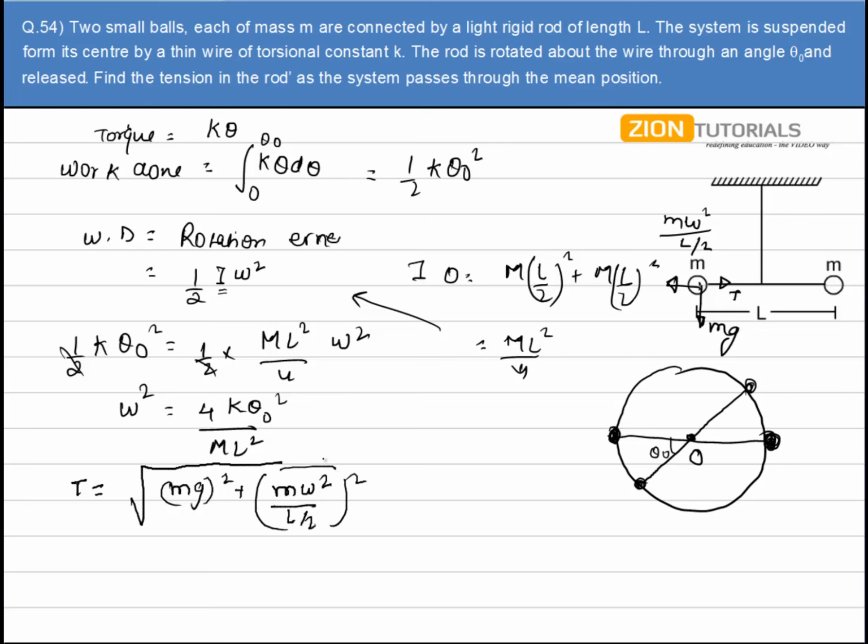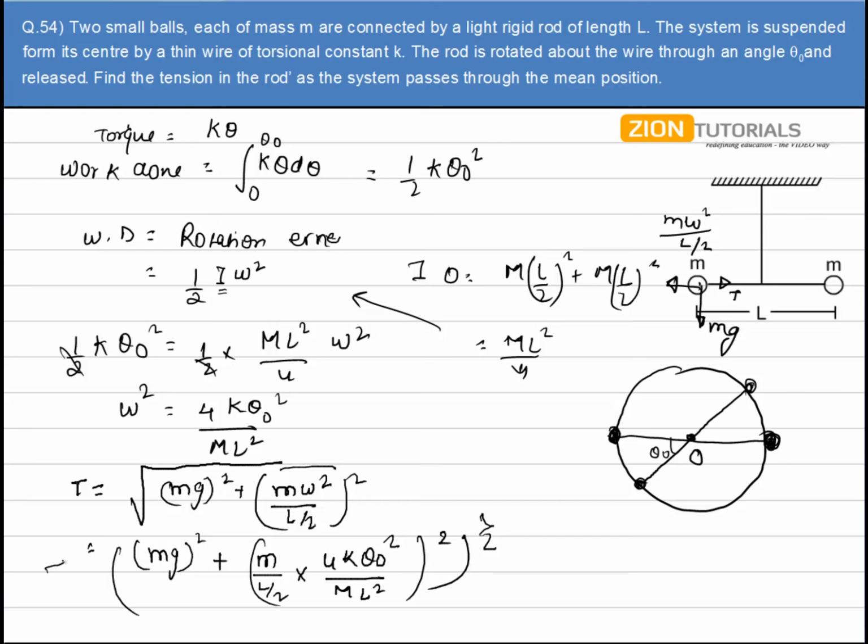Substituting the value of omega square over here, I have mg whole square plus m L by 2 into 4 k theta naught square by ml square, it's whole square, to the power 1 by 2. So again the tension comes out to be k square theta naught to the power 4 by L square plus m square g square, to the power 1 by 2. That is the answer.